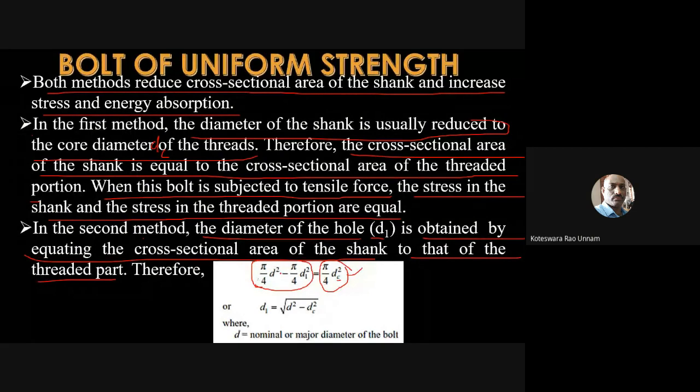Here in the shank portion, the outer diameter is D, but we are drilling a hole of diameter small d1. So therefore, the net area should be the cross-sectional area of the shank minus the cross-sectional area of your hole. Now, if you simplify this, you'll get an expression for the d1. Your d1 is nothing but square root of d square minus dc square. So from this, you can estimate the d1 value. Once you have the d1 value, you can drill a hole of size d1 into the bolt, so that your bolt will become a bolt of uniform strength.